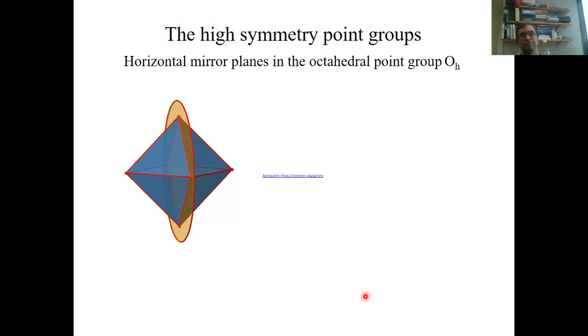The octahedron has horizontal mirror planes, and due to the fact that there are multiple principal axes, there are also multiple horizontal mirror planes. You see one horizontal mirror plane here, and you see that this horizontal mirror plane contains a square, one of the 3 squares which defines the octahedron. The first one is this one, the second one is that one, and the third one is just this one.